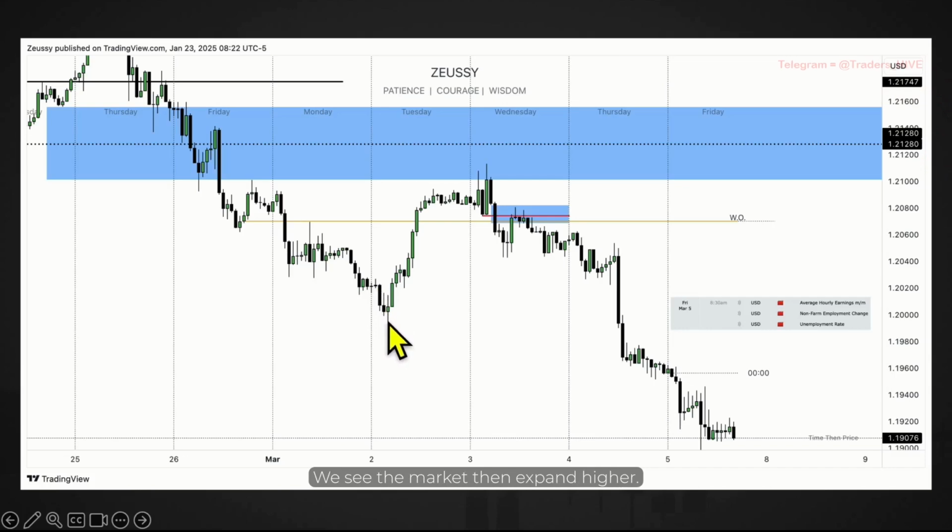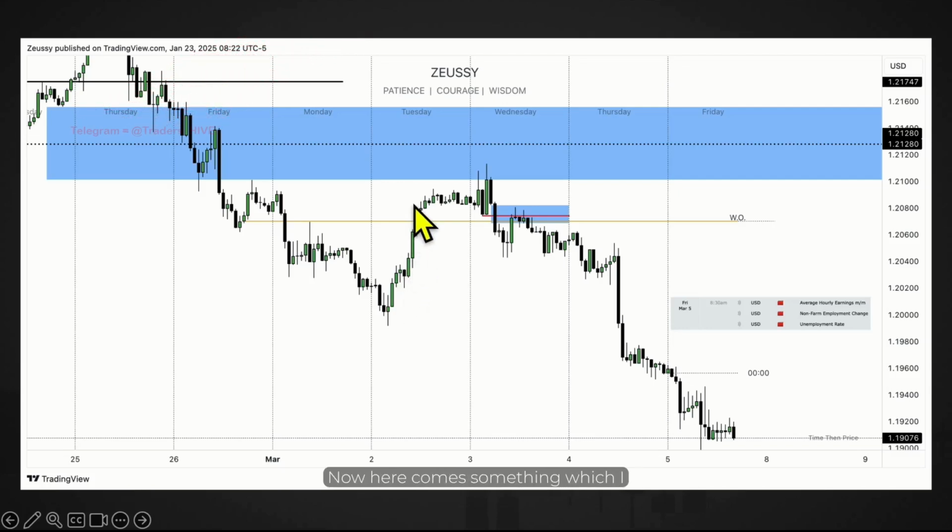We see the market then expand higher. Notice how a BC forms right here. Midnight open, BC. Little jump for you in there. Market retraces into that BC, institutional order flow entry drill, and we see an expansion higher taking place.